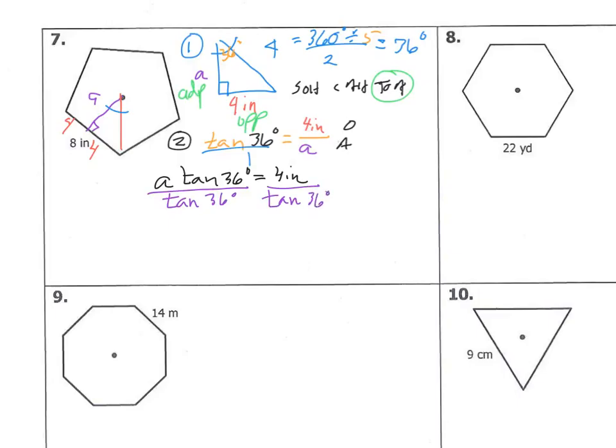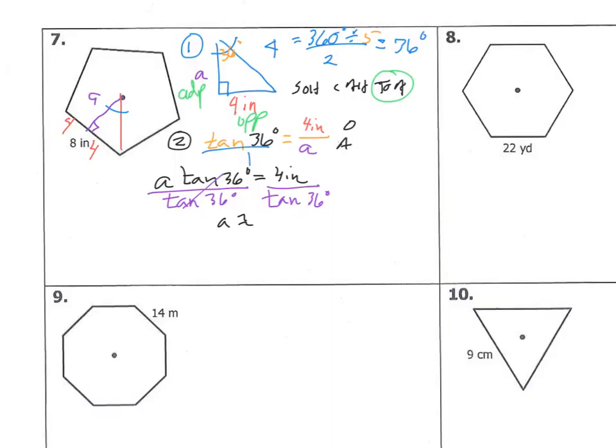This is going to create some strife because you've got to put this in your calculator correctly. So A is going to approximately equal... If you have a display calculator, you just have to put 4 divided by tan of 36, end your parentheses and hit enter. 4 divided by tan of 36, hit enter.